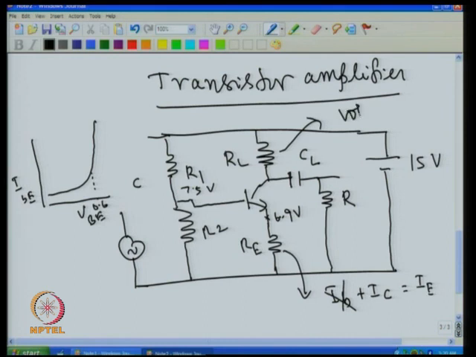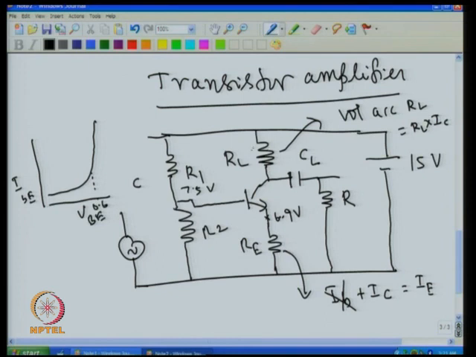So, voltage across RL actually comes to be this resistance value into IC. So, once I know the base voltage, then immediately I can write what is the emitter voltage, then immediately I can find out what is the current through this resistance. Once I know the current through this resistance, I know the current through this, then I know the resistance value. So I know the voltage across this.